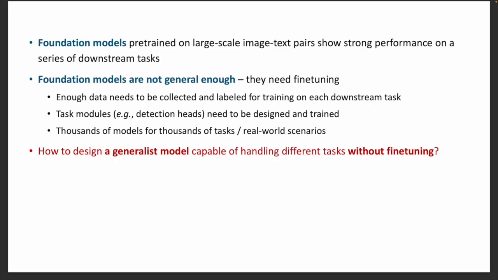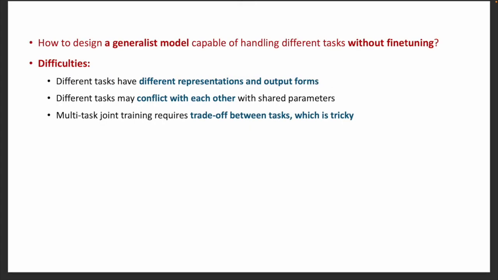How can we design a generalist model, which is capable of handling different tasks without fine-tuning? To build a generalist model, we face some difficulties. Firstly, different tasks have different representations and output forms. To handle them with a single model and weights, we need a general and effective architecture. Second, different tasks may conflict with each other when sharing parameters. Last, training with different tasks at the same time requires task trade-off, which is tricky.